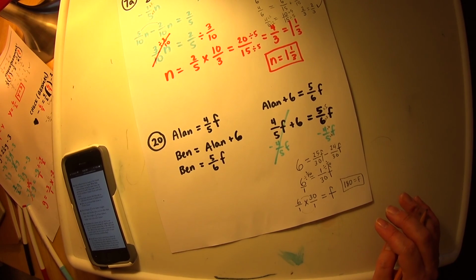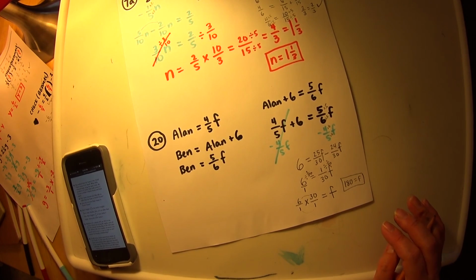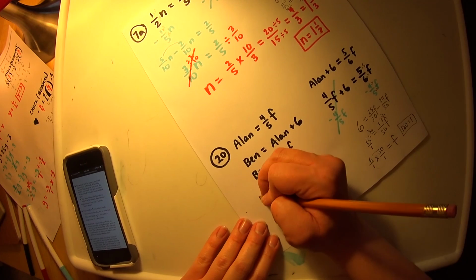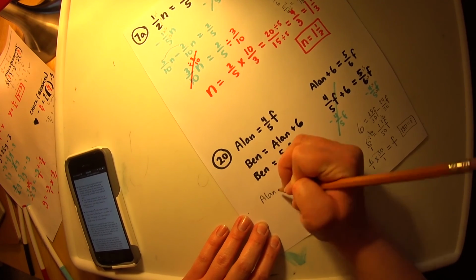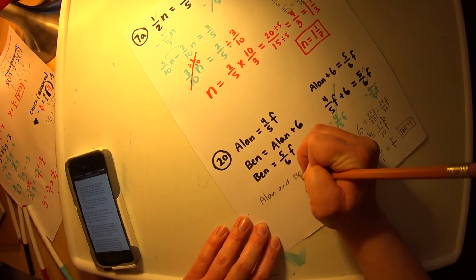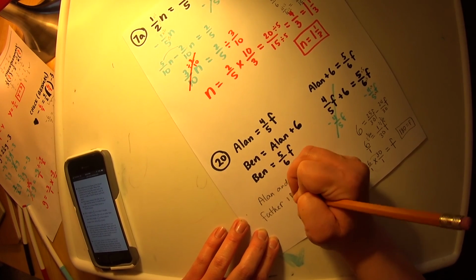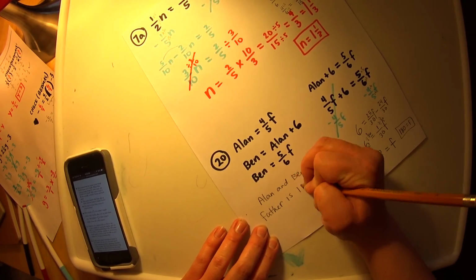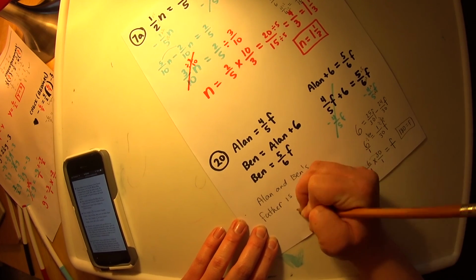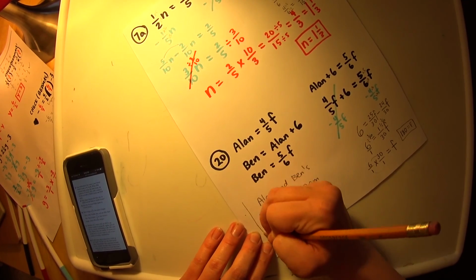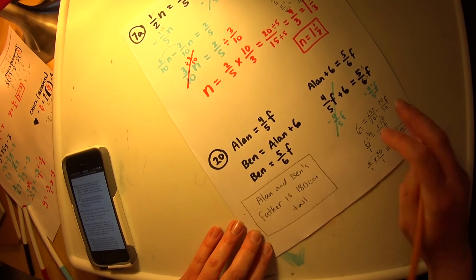Okay, but let's go back to the question, because it is a word problem. So it says, how tall is their father? So we should say, Alan and Ben's father is 180 centimeters tall. That's it, final answer.